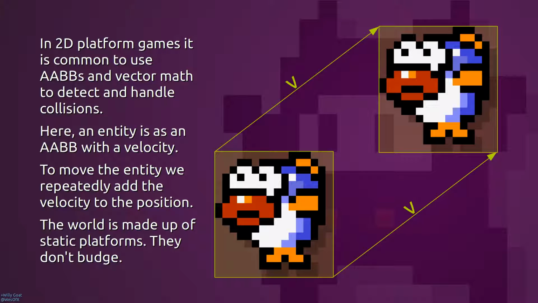In 2D games, it is common to use bounding boxes and vector math to detect and handle collisions. An entity will be a bounding box and a velocity. To move the entity over time, we repeatedly add the velocity to the position.